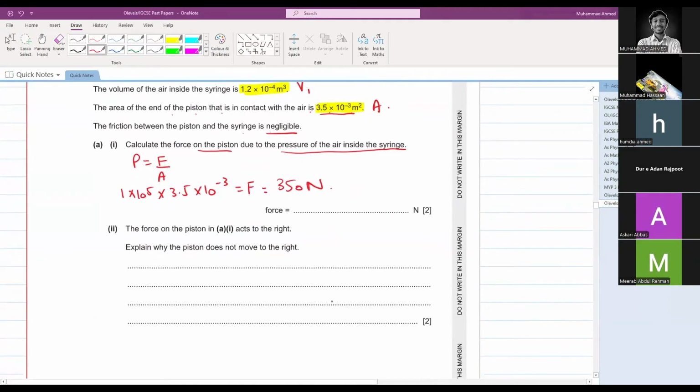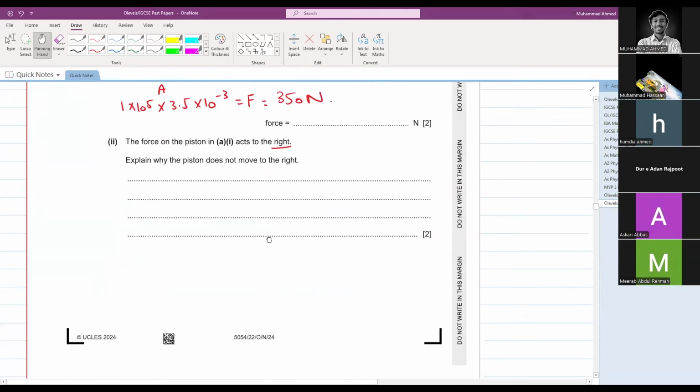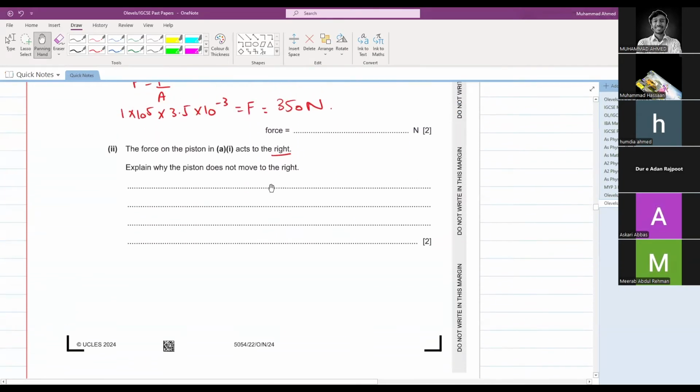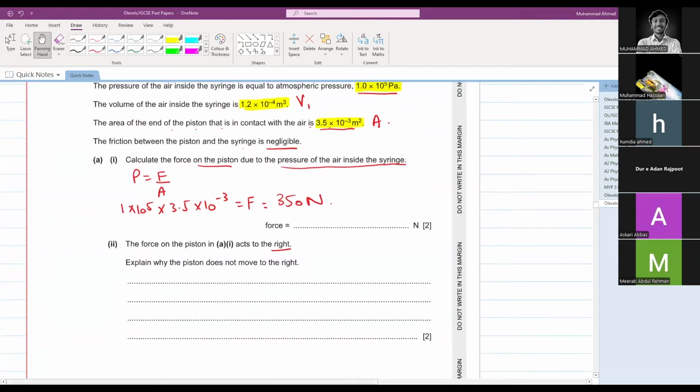Let's further move ahead. The force on the piston in A acts to the right. Okay. Examiner कह रहे हैं भाई कि the force on the piston acts towards the right. किस तरह भाई? इस तरह towards the right act कर रही है, ठीक है. Explain why the piston does not move towards the right. हाँ, very interesting question. Can anyone answer this?